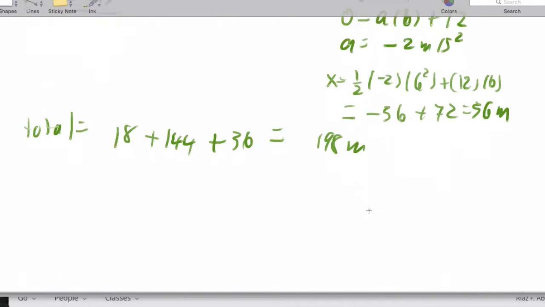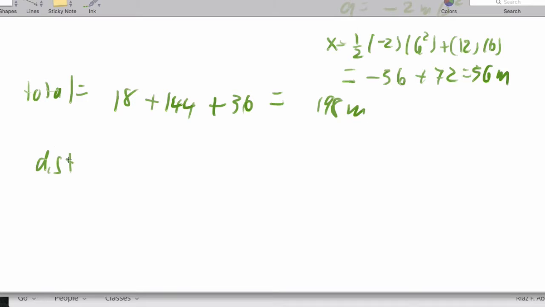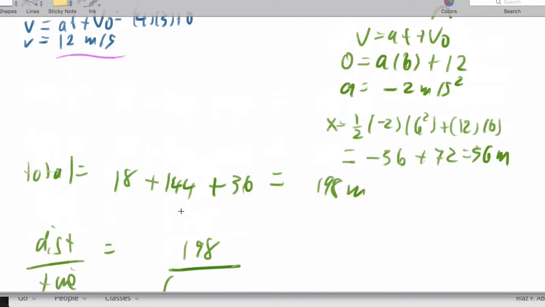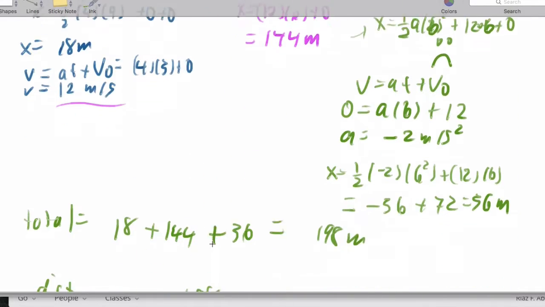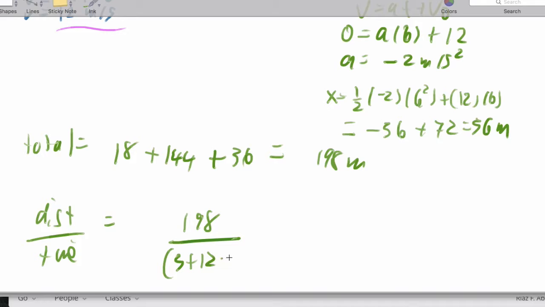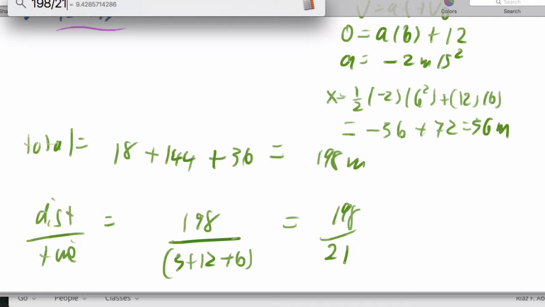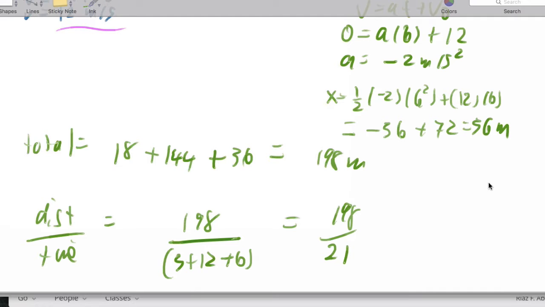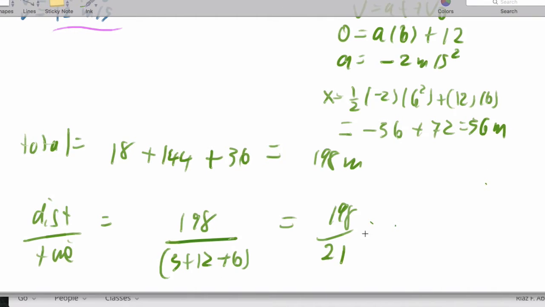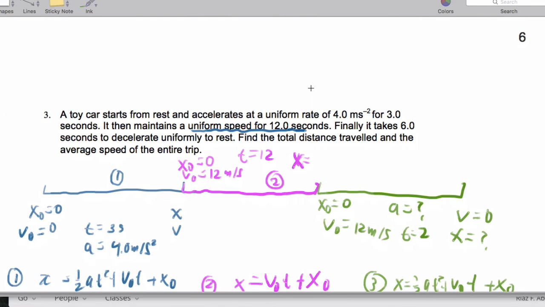Now the average speed, this is something you wouldn't have known, but you take the distance over the time, and that's going to be 198 divided by the total time, which is 3 plus 12 plus 6. 198 divided by 21, and we'll see what we get. Okay, so I'm getting 9.4 meters per second. Awesome, so that's the average speed. All right, so that's it for problem number 3, and we'll continue in the next video.